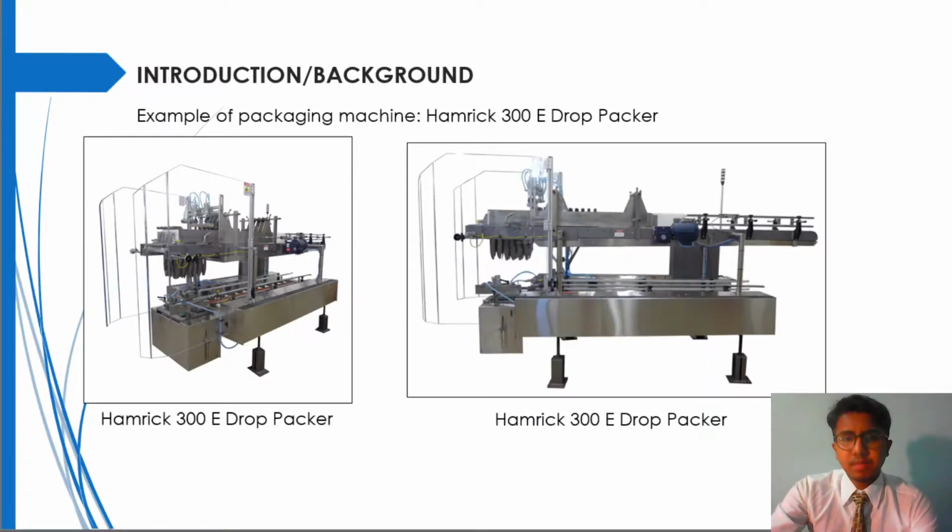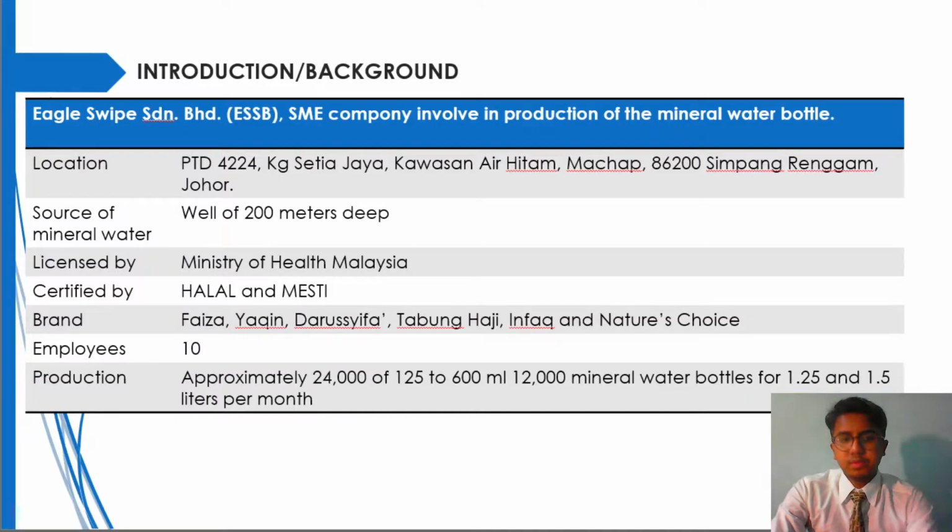This is an example of the packaging machine. The model of this packaging machine is the Hamrick 300E drop packer. Let me introduce the company where the project will be carried out.